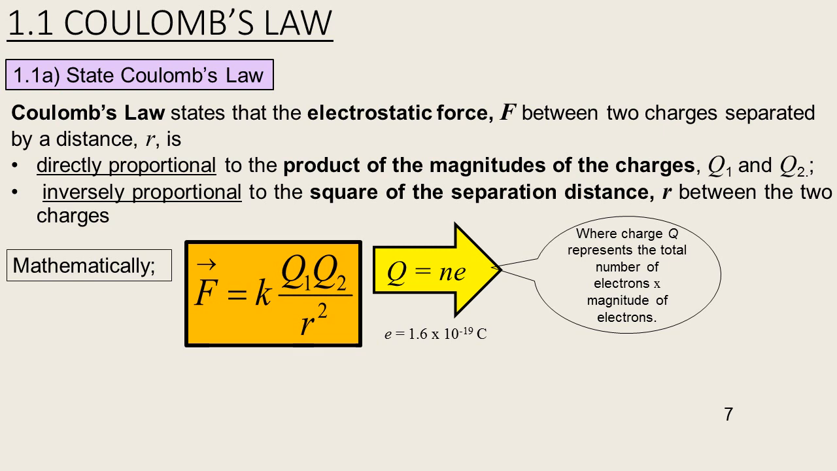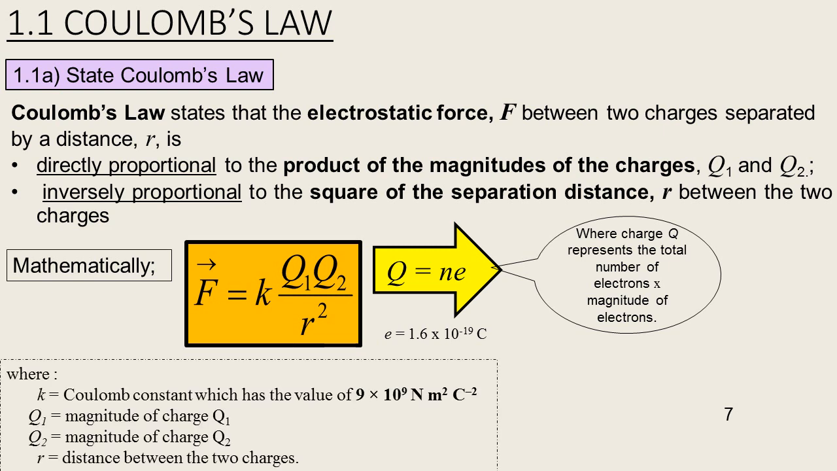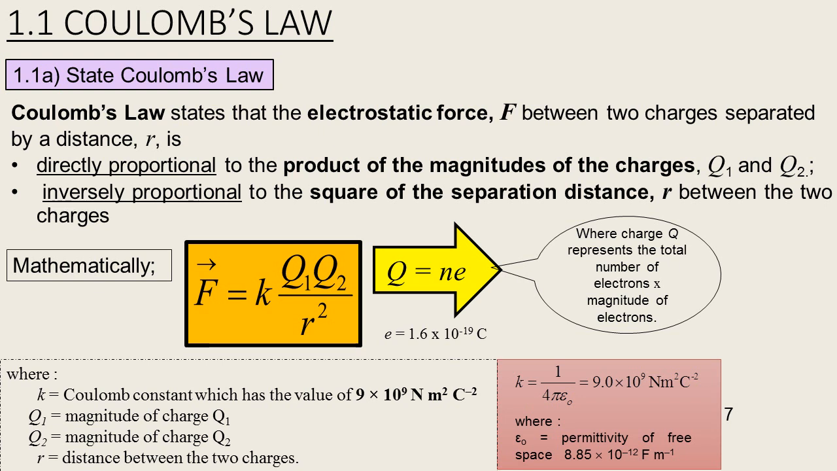Q2 over r square, whereby Q equal to ne, where n is the number of electrons multiplied by the magnitude of the electron charge. k is the Coulomb constant. The value of k is 9 times 10 to the power of 9 newton meter square per coulomb square. Q1 is the magnitude of charge Q1, Q2 is the magnitude of charge Q2, r is the distance between the two charges. Actually k is 1 over 4 pi epsilon naught, so the value of k is 9 times 10 to the power of 9 newton meter square per coulomb square.